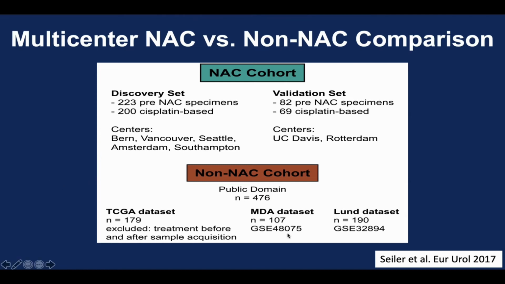And so we went to publicly available data sets for that. The TCGA actually has 400 patients. At the time, it was unclear if some patients had been treated with chemo, so we reduced to the ones that we knew had not been treated. And then there's a group from MD Anderson and Lund. So we had almost 500 patients not treated versus about 300 patients who had been treated.